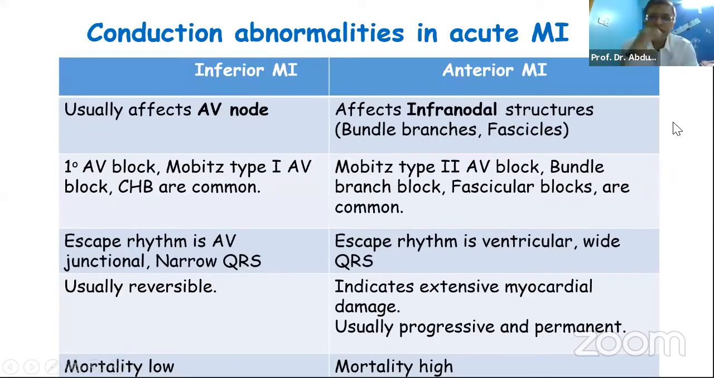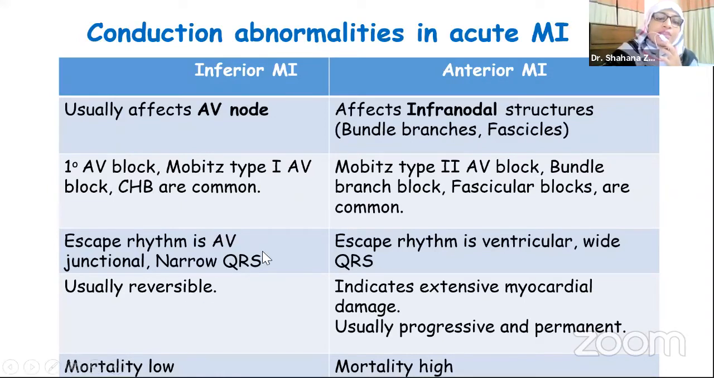Conduction abnormalities related to the acute myocardial infarction. In inferior MI, it usually involves the atrioventricular node, but in case of anterior MI, it involves infranodal structures like bundle branches and fascicles. First degree AV block, Mobitz type 1 AV block, and complete heart block are common in case of inferior MI. Mobitz type 2 block, bundle branch, and fascicular blocks are common in case of anterior MI.